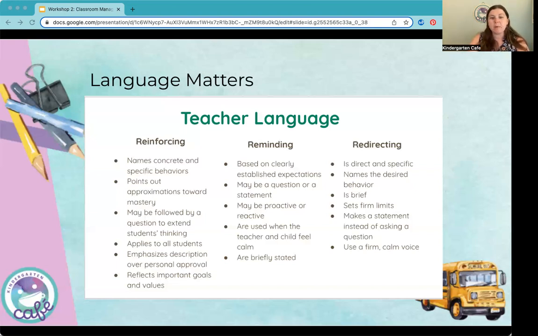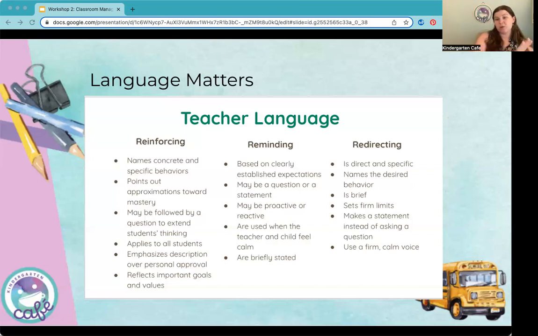We want to avoid using I statements. Like, I don't like... I know I just used one with I notice, but it's a little different. It's I with the judgment. I don't like, or things like, well, that makes me really mad. That makes me upset, or that hurts my feelings, because it's not about us.